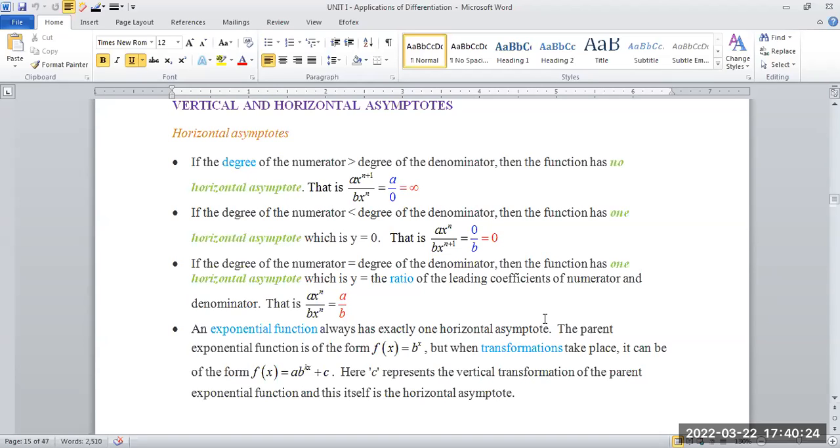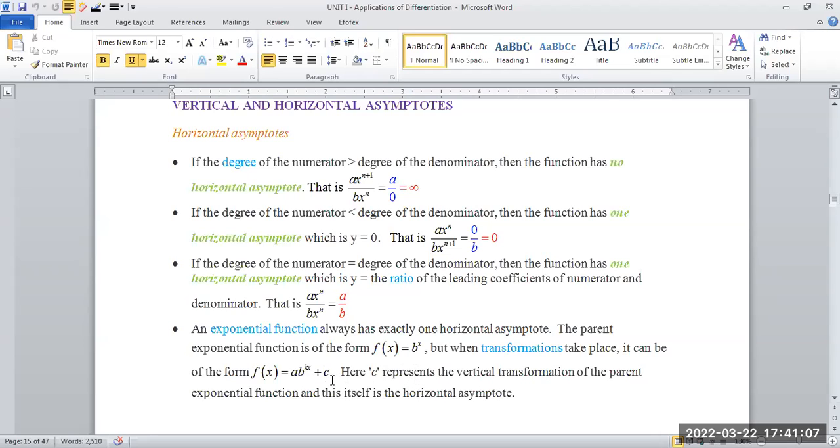Now, if you look at the exponential function, it says it always has exactly one horizontal asymptote. The parent exponential function is of the form f of x is equal to b to the x. So once you have a function b to the x, that is exponential by nature. But when you have transformations taking place, like b to the x plus 1, or as it says in a general form, a b to the x plus c, that c is going to represent the vertical transformation of the parent exponential function, and that becomes a horizontal asymptote.